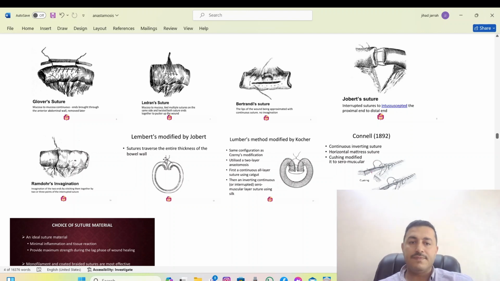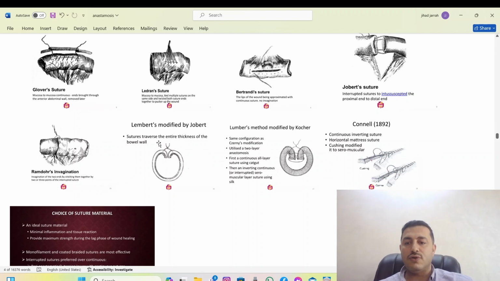This is the Lembert. This is Lembert also. This is Lembert using two layers. This is modified by Krenzi and Kocher. They are the same actually. Lembert modified by Jobert. Okay, Jobert means they take full thickness, the entire thickness. We said Lembert is only the serosa.